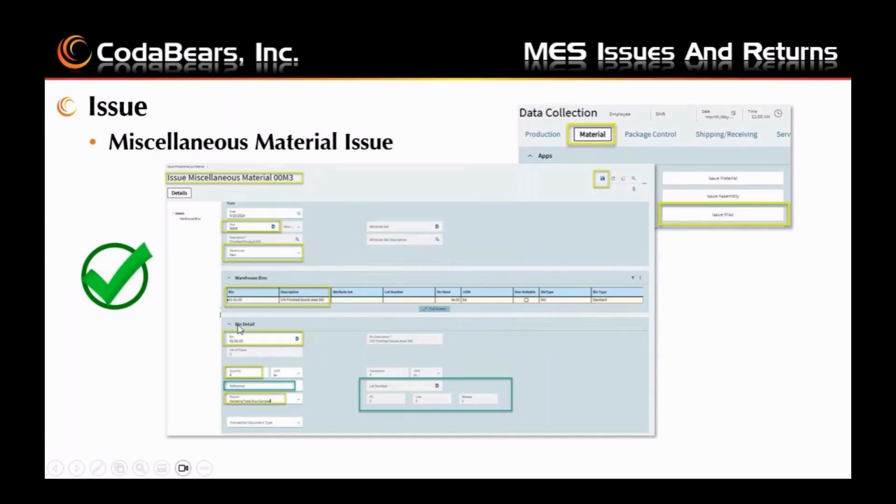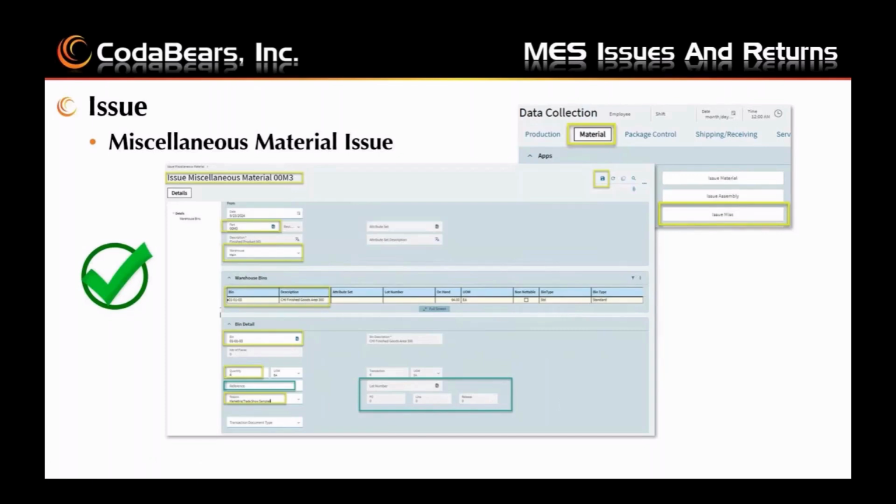The middle grid will show all the bins that are in that warehouse that have quantity in them. Selecting the row in the grid will bring that bin number down to the bin details card. Make sure to enter the quantity and reason for your issue of miscellaneous, and then the items again shown in green are optional. You can enter a reference, a lot number, PO line, and release if you have those for your miscellaneous part issue.